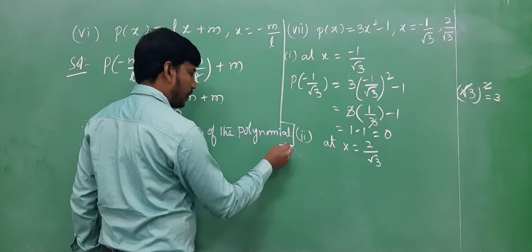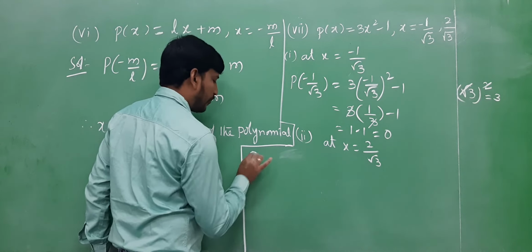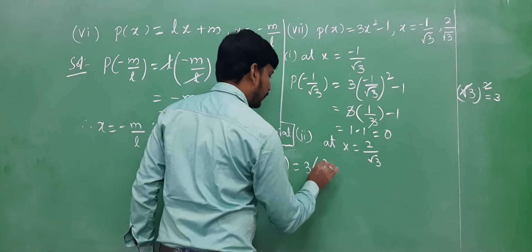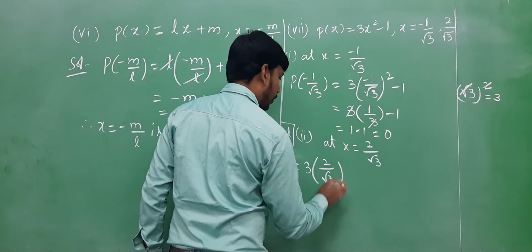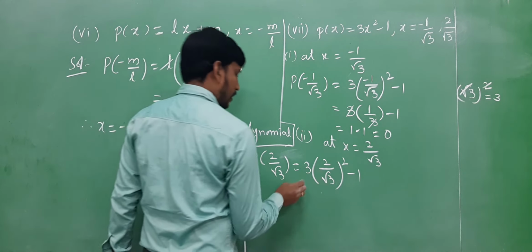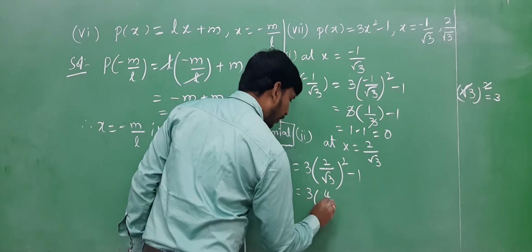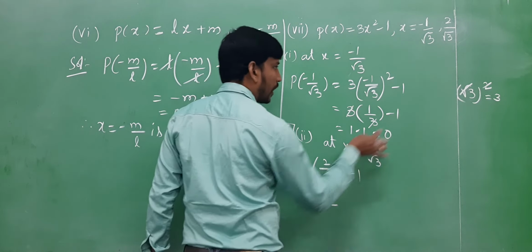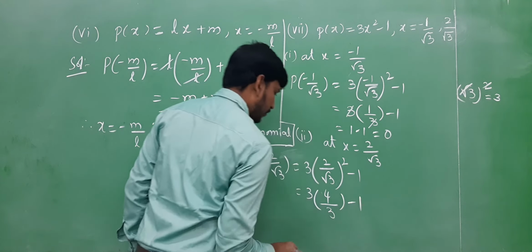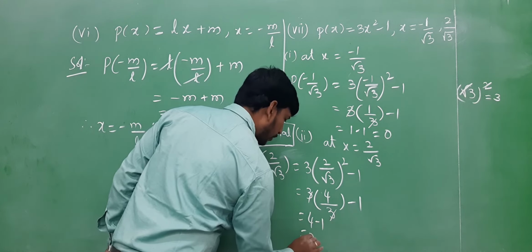Substitute 2 by root 3. Now p of 2 by root 3 is equal to 3 into (2 by root 3) whole square minus 1. This implies 3 into 2 square, which is 4, by (root 3) whole square. Root 3 whole square is 3 only, minus 1. So 3 will be cancelled. We got 4 minus 1, which is equal to 3 here.